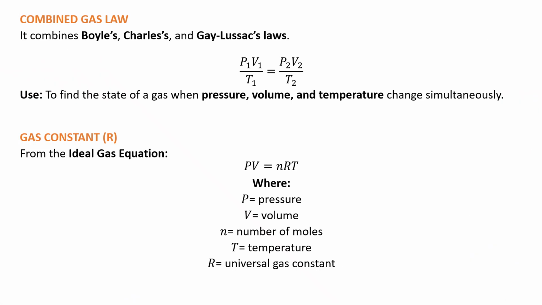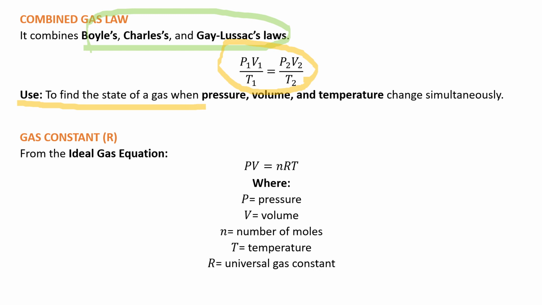So now when we combine Boyle's law, Charles' law and Gay-Lussac law, we will get a very important relationship which is helpful throughout life, that is P1 V1 upon T1 equals P2 V2 upon T2. So what is the use of it? To find out the state of gas when pressure, volume and temperature change simultaneously.